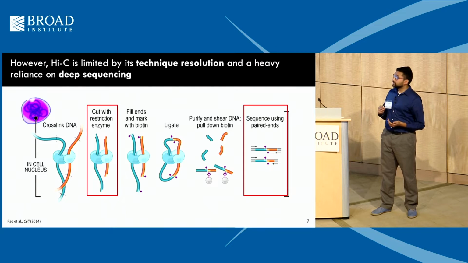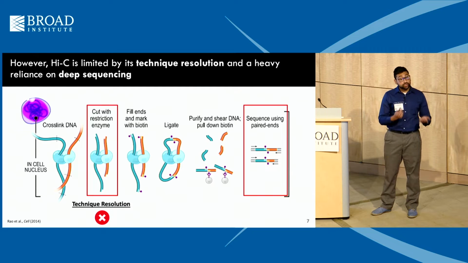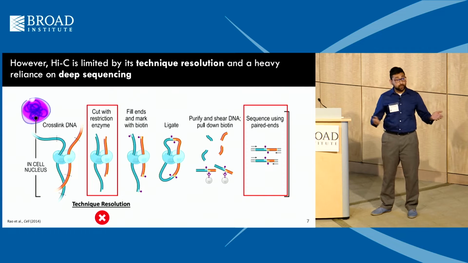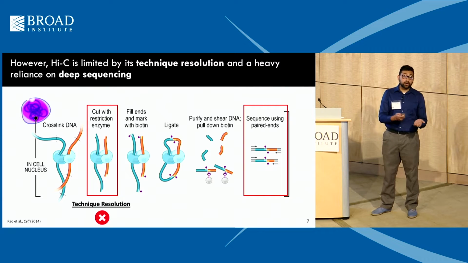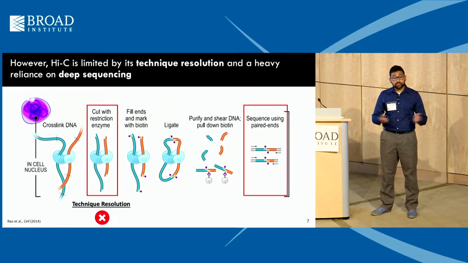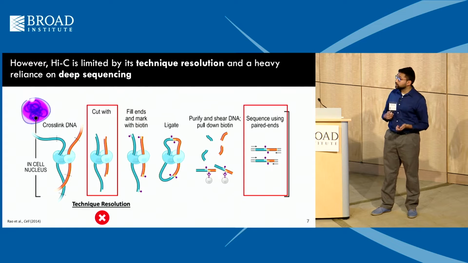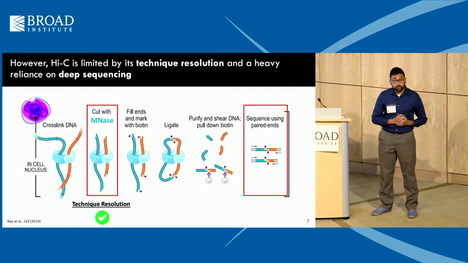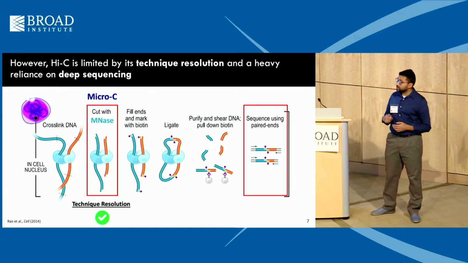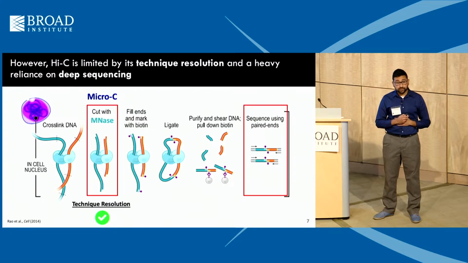First, Hi-C is limited in its technique resolution because it relies on restriction digestion. Restriction enzyme sites are not ubiquitously and evenly spread throughout the genome, nor are they all equally accessible after you've cross-linked DNA, which leads to large and heterogeneous fragment sizes. And so if we swap out restriction digestion for digestion with micrococcal nuclease, or MNase, you're able to turn this disadvantage into an improvement in technique resolution, and you come out with Micro-C.